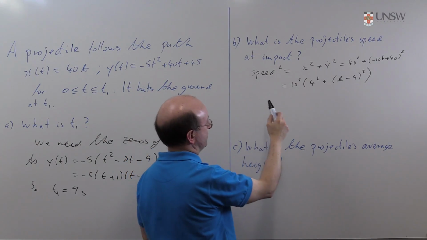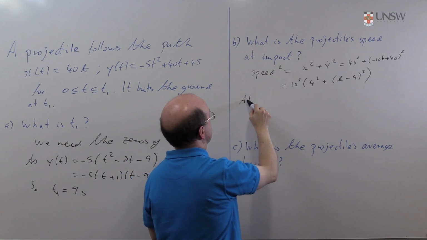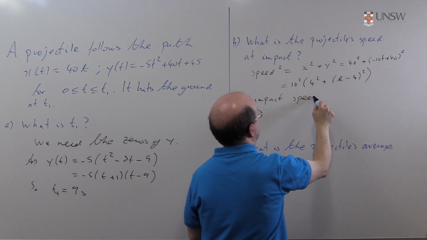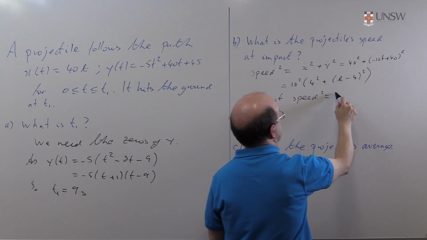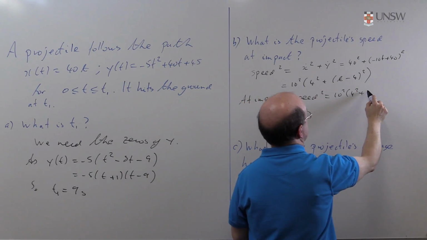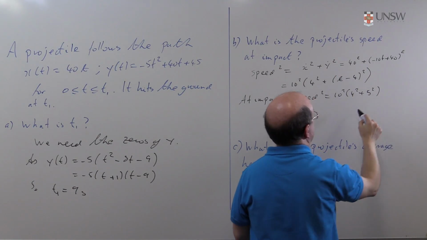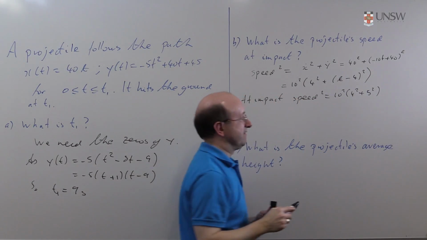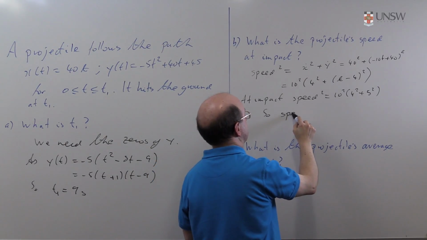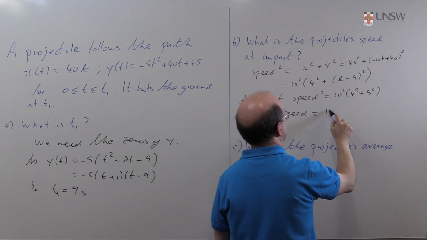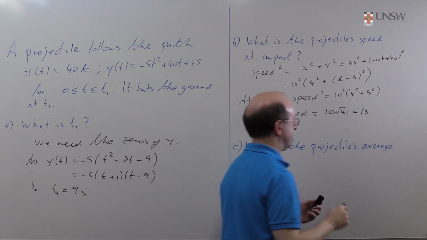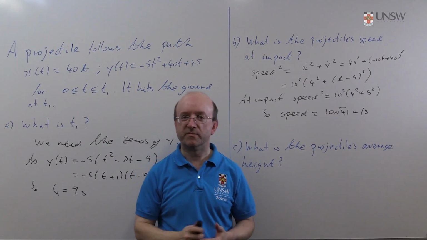So that's the speed at an arbitrary time t. At impact, which is when t equals 9, the square of the speed is 10 squared into 4 squared plus 5 squared, of course, which is 10 squared times 41. So the speed is the square root of that, which is 10 root 41 meters per second, which is about 64 meters a second.